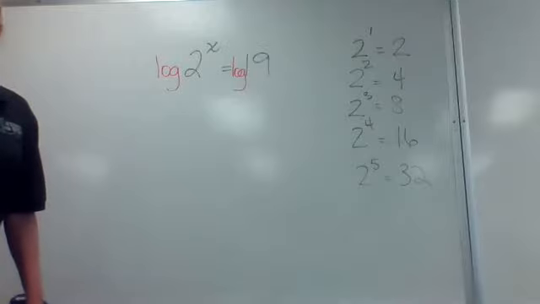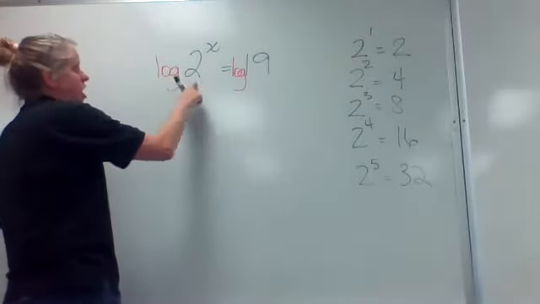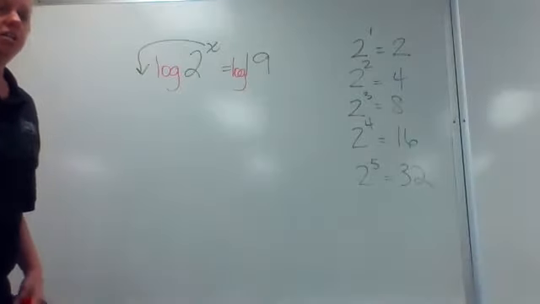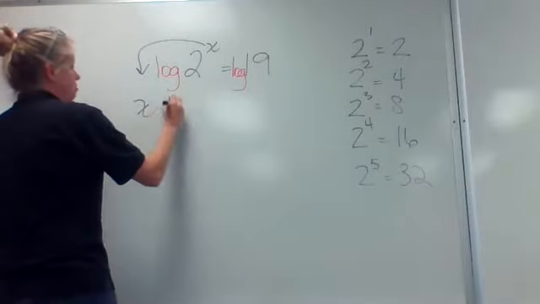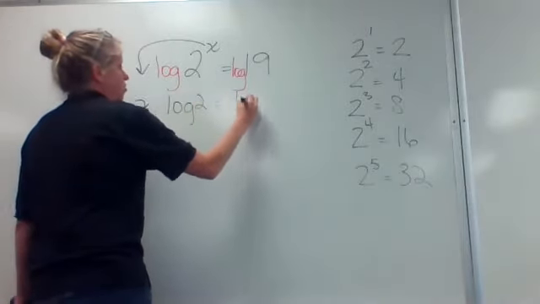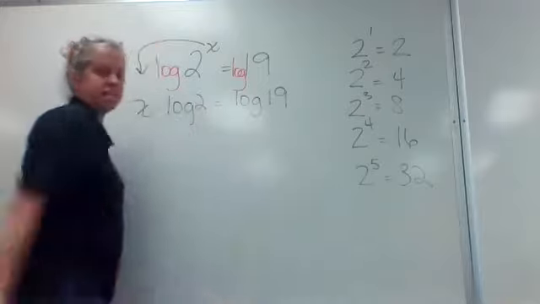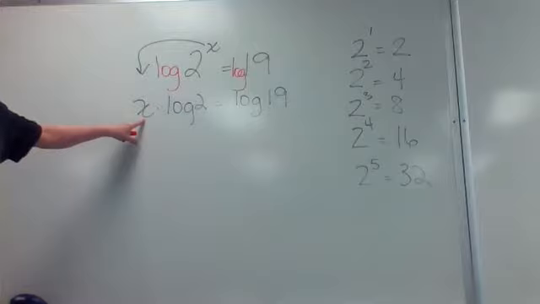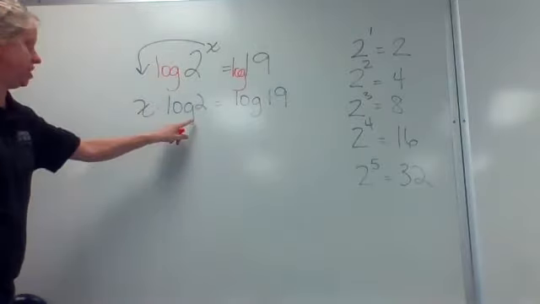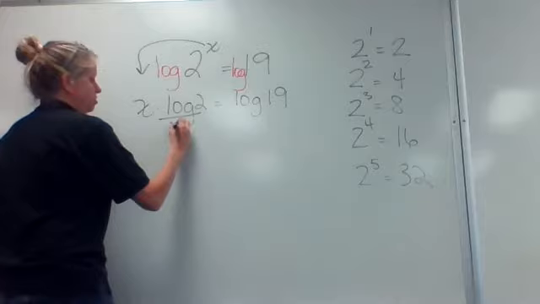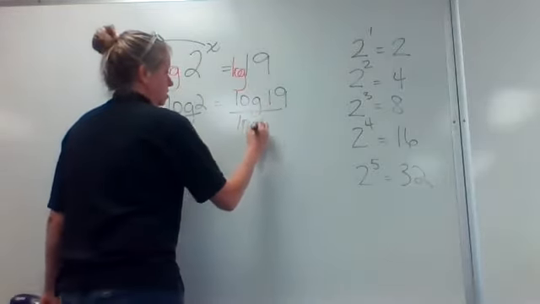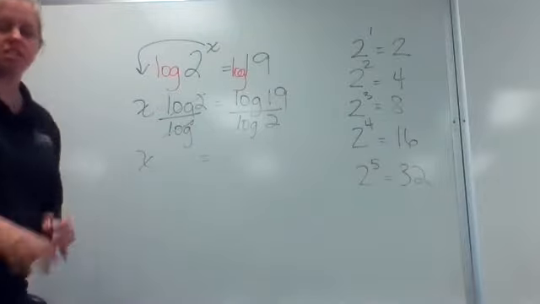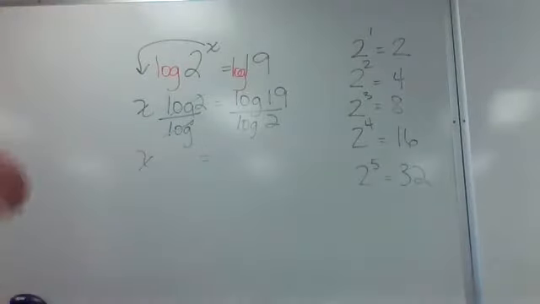Because now I can use that property that says, well, if this is a log and it's got an exponent, I can bring down that exponent. So I have x times log 2 equals log 19. Solving for this x that's now not in the exponent, I just need to get rid of that times log 2, so I'll just divide by log 2. So x equals, and then you'll just punch this in your calculator, and it's going to give me a decimal.